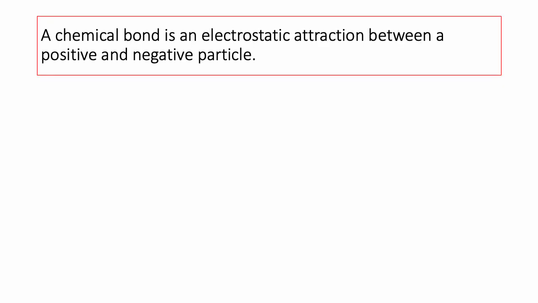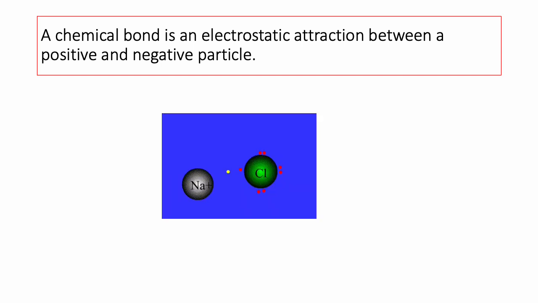Now, what is a chemical bond? Well, a chemical bond is an electrostatic attraction between a positive and negative particle. Can you see the sodium there and the chlorine? That attraction, a fancy name for that, is electrostatic attraction. It's between the positive sodium and the negative chlorine particle.